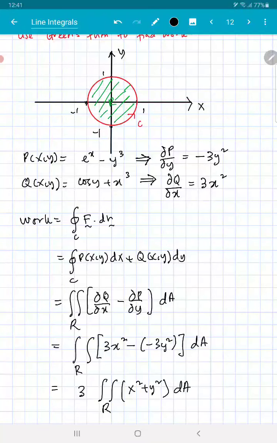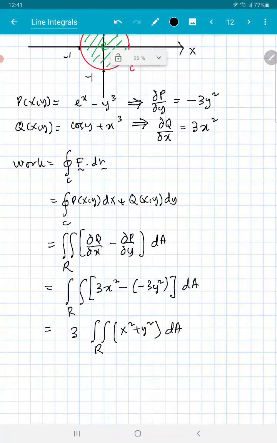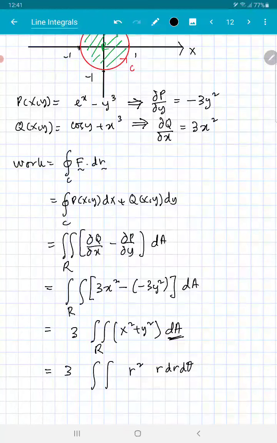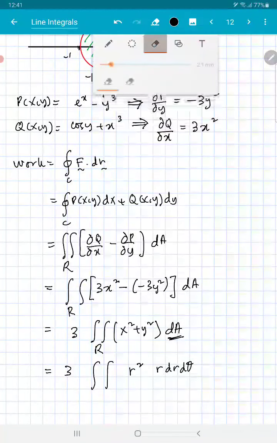So here we're back to a double integral. If our region is a circle, we're going to use polar coordinates. If it's polar coordinates, we cannot use x and y. x must be replaced by r cos theta, y with r sin theta. x squared plus y squared will be replaced by r squared. And dA here is r dr d theta.